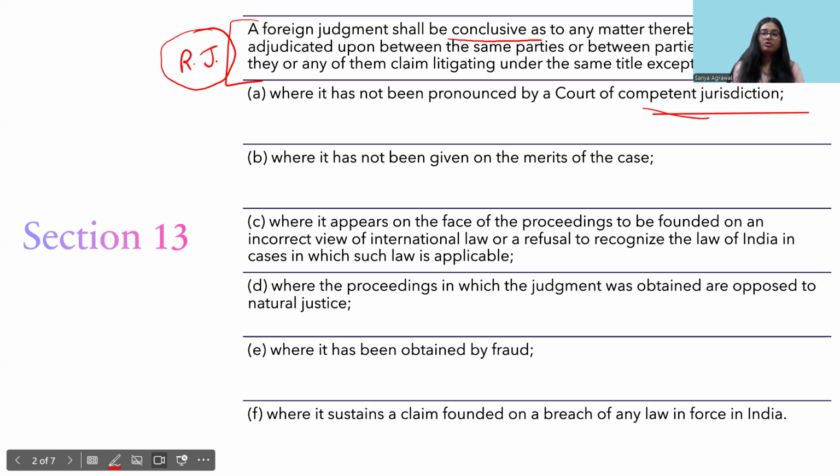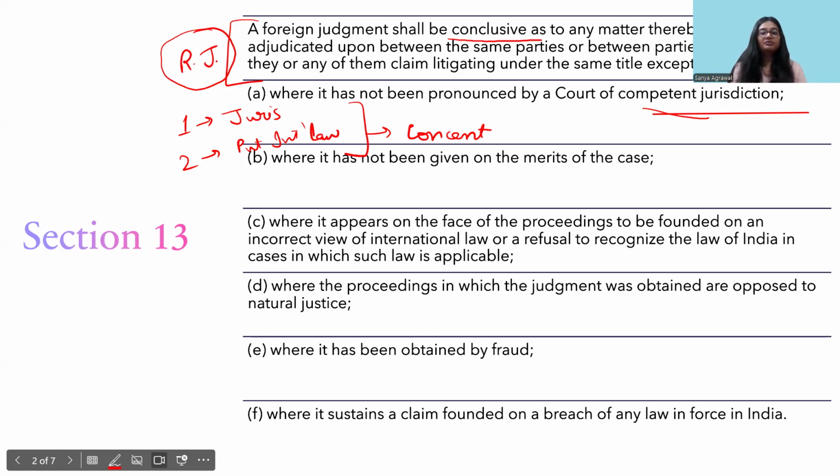Now, how will you decide the competency? First, the competency is determined as per the jurisdiction of that particular country. Second, it is determined as per the principles of private international law. Also, it allows the party to give consent to the jurisdiction of the court. So these are certain criteria which allow a court to take jurisdiction, and if according to that the court is competent, the decision will be valid and can be applicable as a bar on Indian courts.